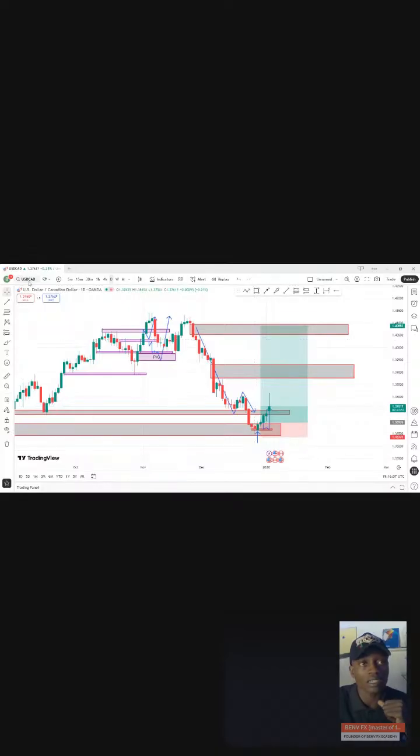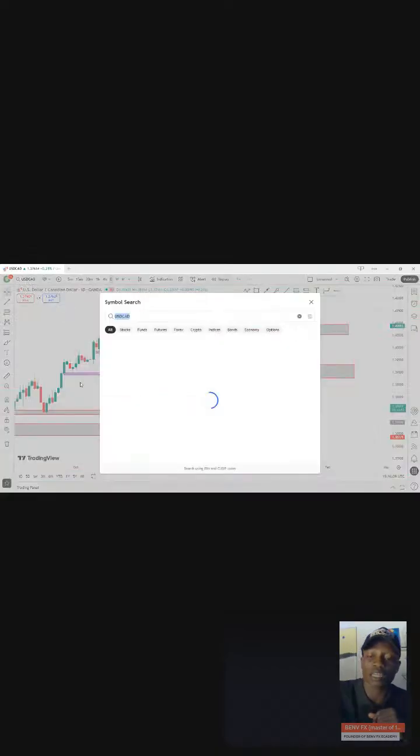This is USD card, but we are not here for USD card right now. Don't forget to drop your own favorite pairs on the comment section so that we'll go through that after we do our technical analysis on XAUUSD.